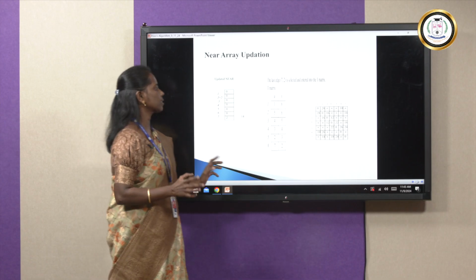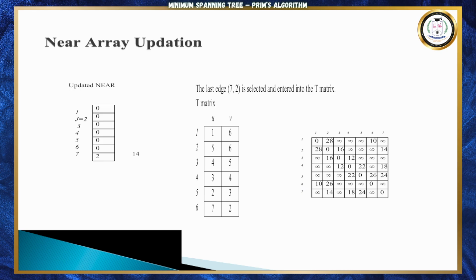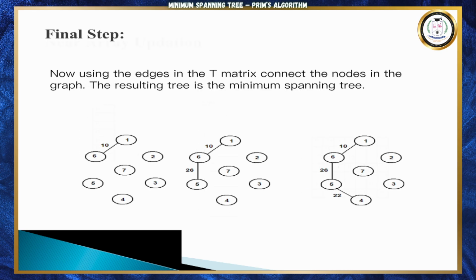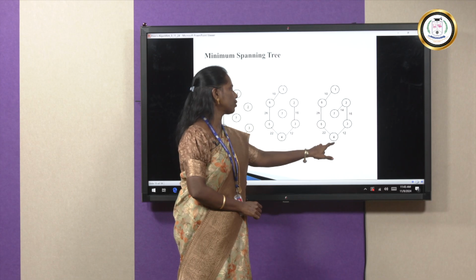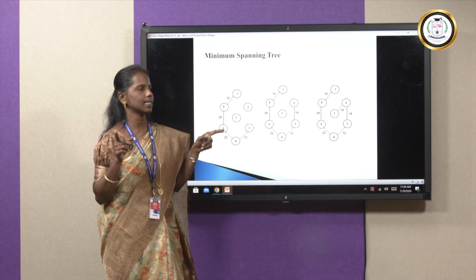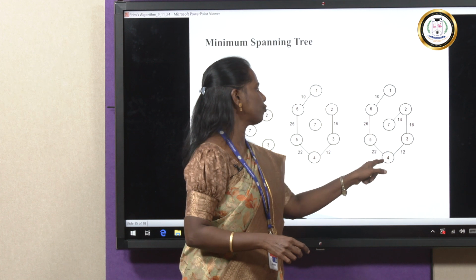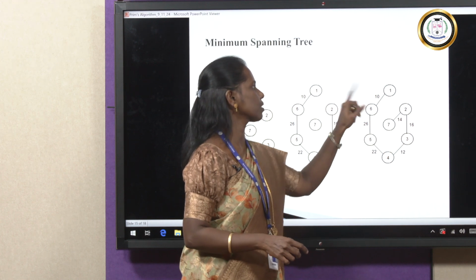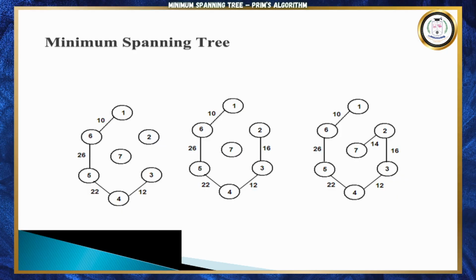So, once we have constructed the T matrix, we get the list of edges which we have to use to construct the minimum spanning tree. Using that, we construct the minimum spanning tree, and the final path is: we travel from 1 to 6, then 6 to 5, 5 to 4, 4 to 3, 3 to 2, 2 to 7. Either this path the salesperson can follow, or 7 to 2, 2 to 3, 3 to 4, 4 to 5, 5 to 6, 6 to 1. Using any one of these paths, he can cover all the cities.